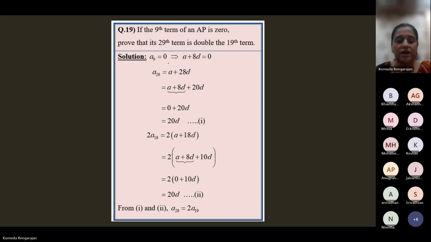Now you can write this A plus 28D as A plus 8D plus 20D, because we know that A plus 8D is 0. 8D plus 20D is 28D.